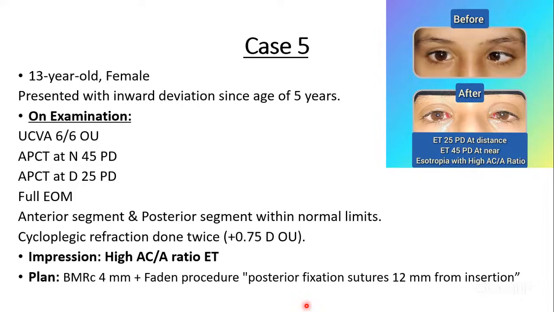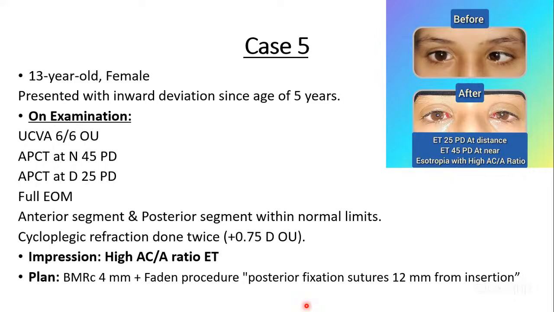And here also it will do the same thing. It is not a recession, it is not a weakening procedure. Is it a weakening procedure? It weakens partly because we are giving a posterior fixation suture. Because here, when you did it for 20, you said it will work only for near vision. Only for near, yes.